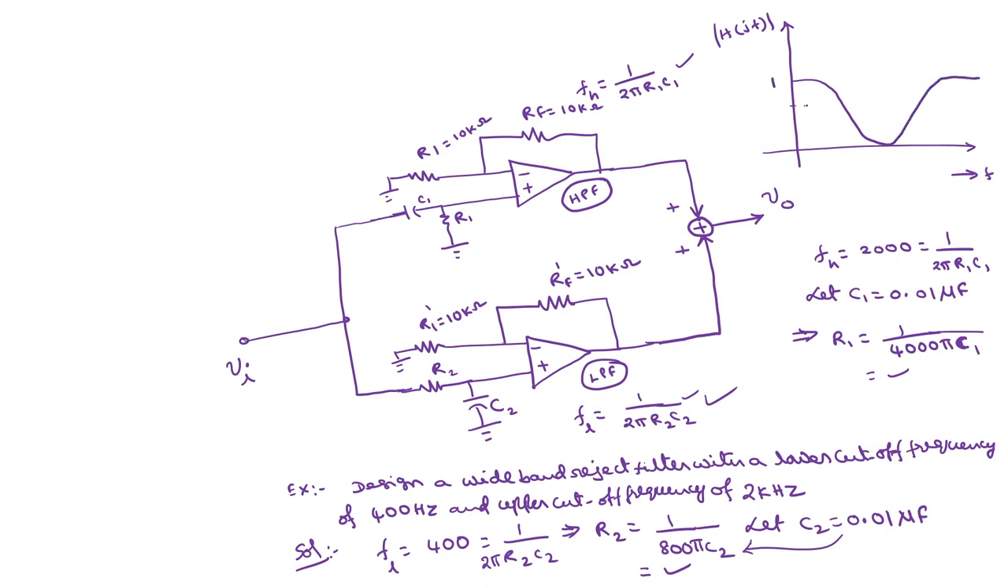This is unity, this is 0.707, this is FL, this is FH, this is 400 Hz, and this will be 2. The passband gain is 2, because 1 plus RF by R1 is equal to 1 plus 1 by 1, which is equal to 2.